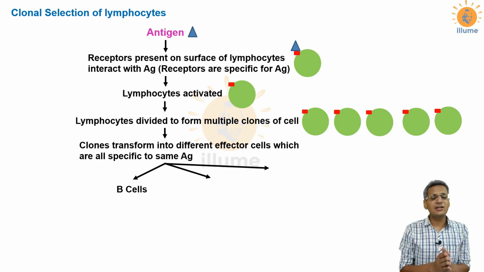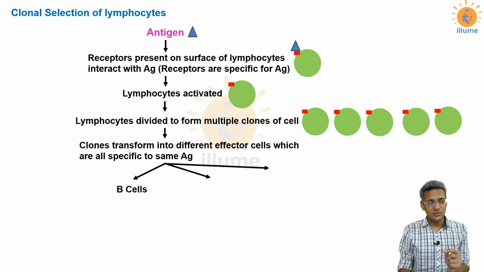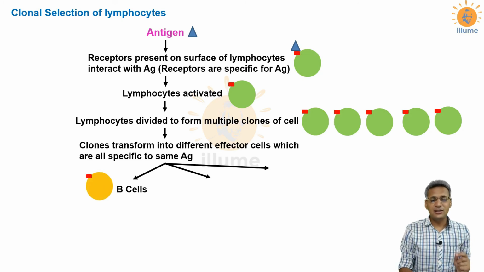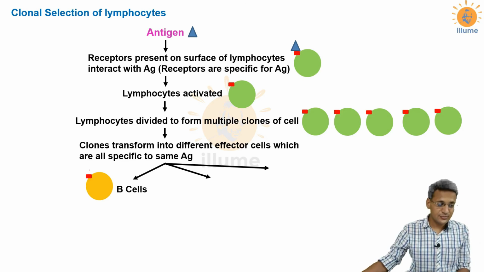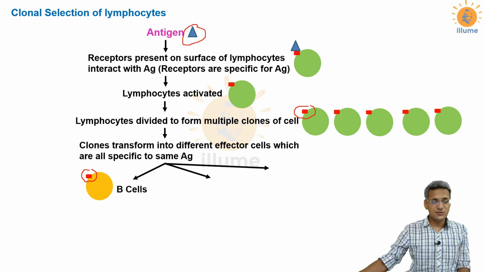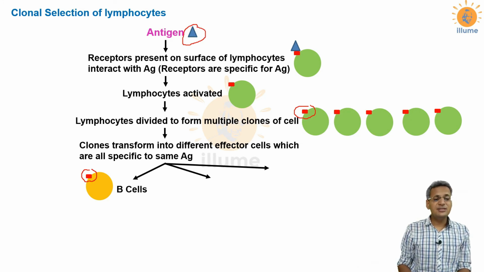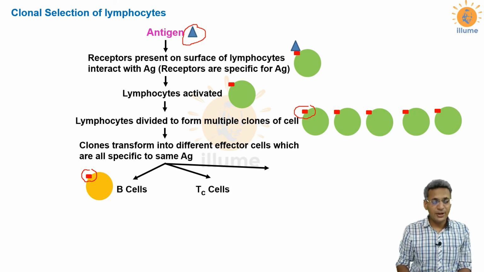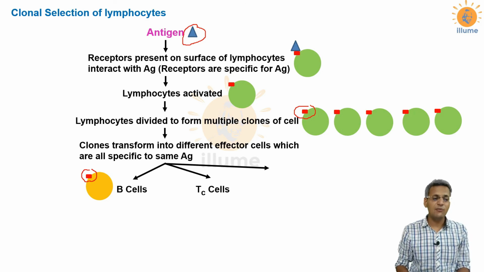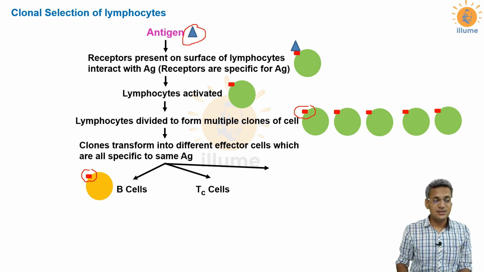Now what types of effector cells are formed? The first of them are the B cells. Like this, the lymphocytes have now transformed into a B cell, but the receptor is still the same. As I have shown you in this figure, the red receptor is always the same, which is specific to this blue antigen. This is just an example for you. Now when such B cells are transformed, they would produce antibodies, and these antibodies would fight against these antigens.